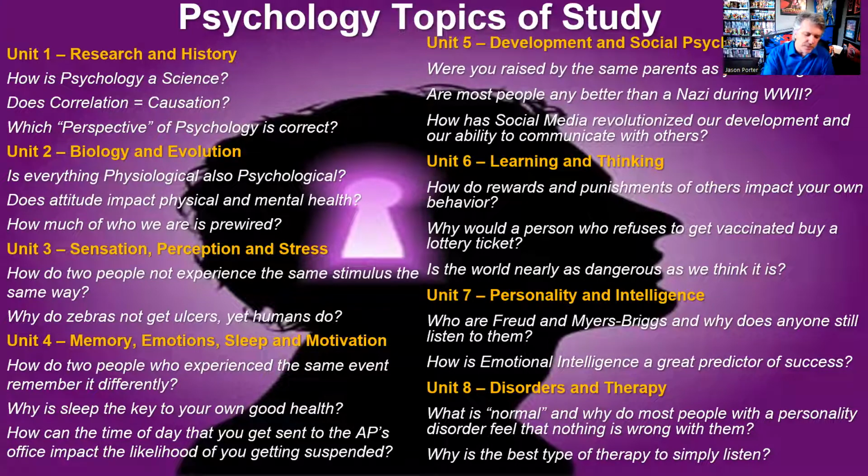We'll talk about the world. Is it dangerous? Is it as dangerous as we think it is? Why do we think it's so dangerous? So we'll talk about heuristics, availability, representativeness, etc.